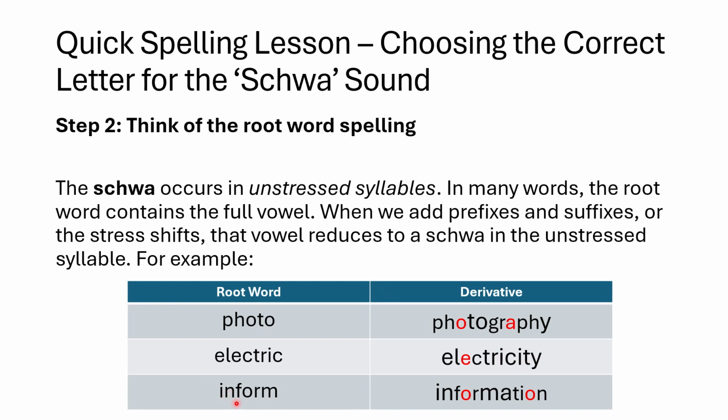In the root word inform, the letter I and the letter O make their full vowel sounds in both syllables. When the suffix ation is affixed to the base word, the stress shifts. The letter O is in both unstressed syllables, so they make a schwa sound. Information.